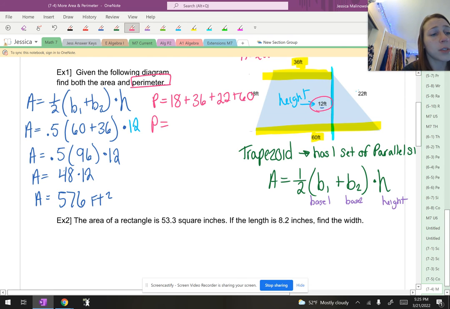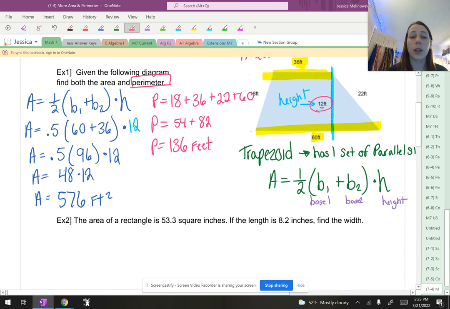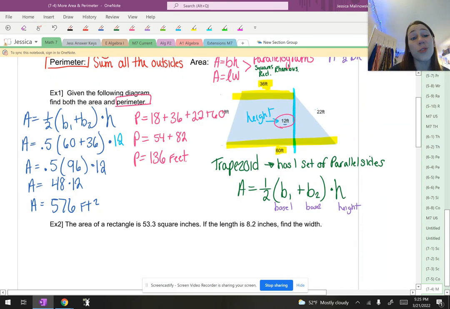So 18 plus 36 is 54. 54 plus 82 is a perimeter of 136 feet. Boom. And there's example 1. So just make sure you're looking up the formulas before you jump right in.